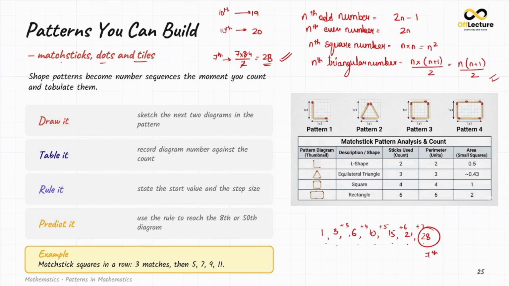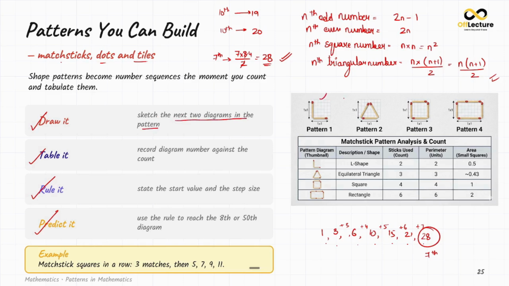Each square after it shares a side with its neighbor, so it needs only 3 more. The count runs 4, 7, 13 like this. Okay, so you have to draw it, you have to table it, you have to rule it, and then you have to predict it. First you have to sketch the next two diagrams in the pattern.